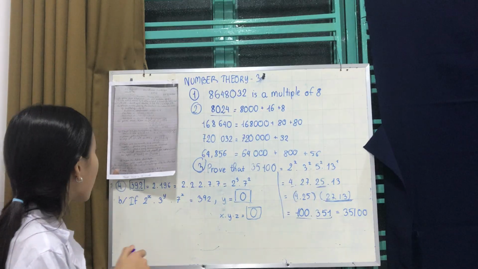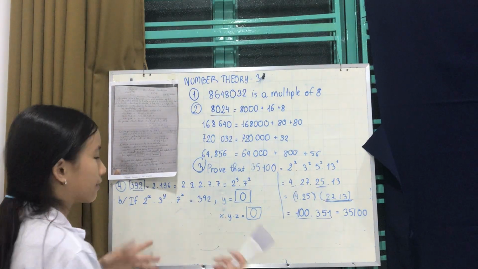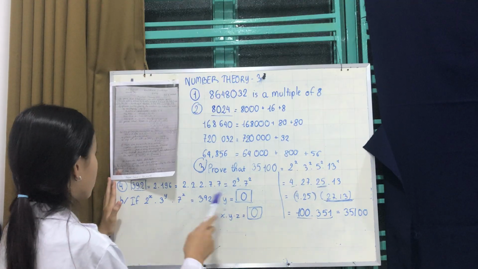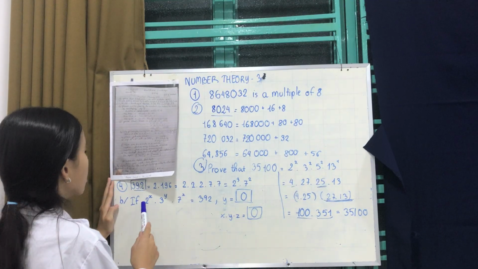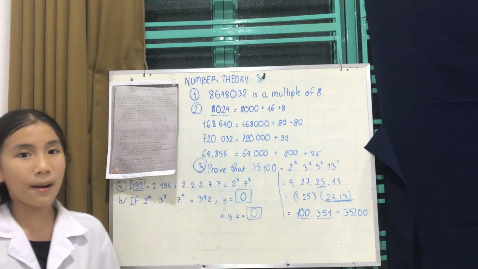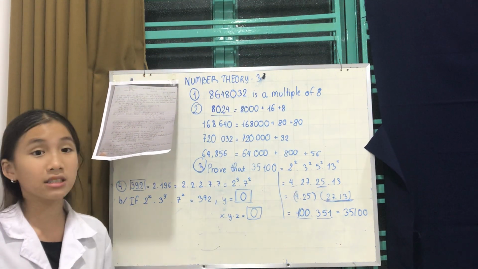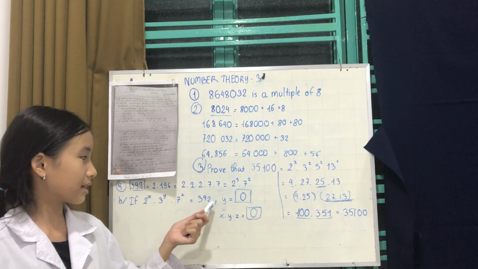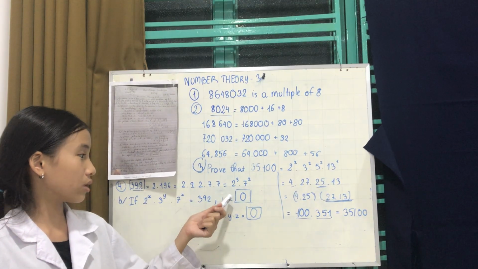A: please fill in the blanks. We'll fill in the blanks. B: if 2 to the power of x times 3 to the power of y times 7 to the power of z equals 392, y will equal what?